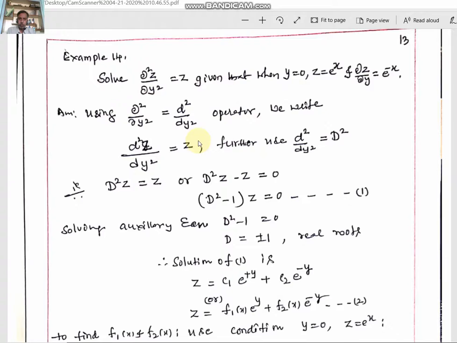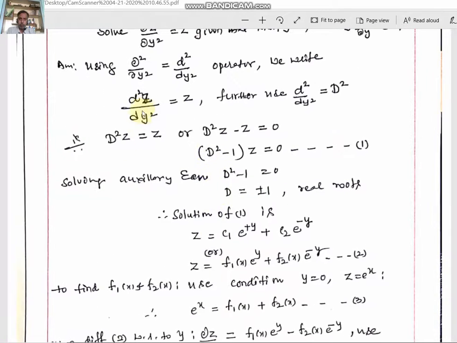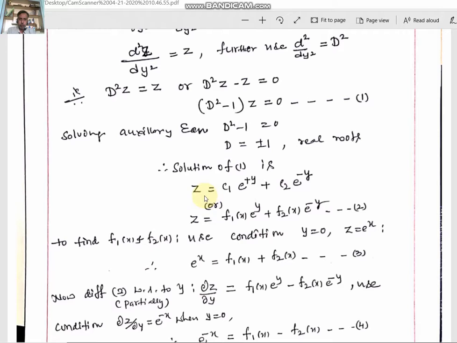We will convert that into an ODE in the form of d square z by dy square is equal to z, or D square z minus z is equal to 0, (D square minus 1) z is equal to 0. The auxiliary equation is D square minus 1 is equal to 0. Solve this, you will get two real roots, that is plus 1 and minus 1. Then we write the solution z equals c1 e to the power plus y plus c2 e to the power minus y, or change c1 and c2 by the corresponding constant functions f1(x) and f2(x).